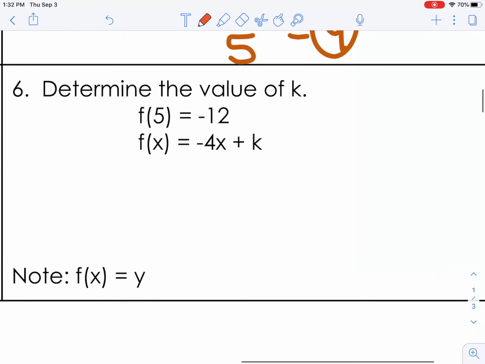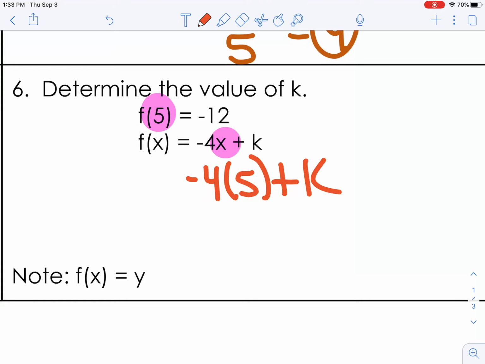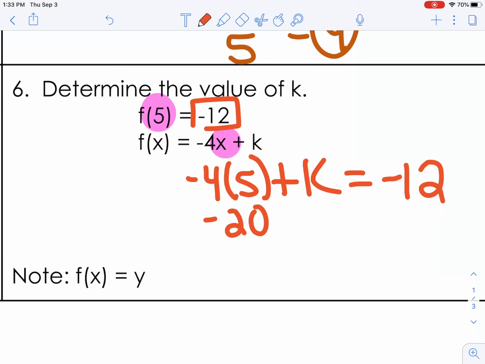Last example. Determine the value of k. It tells us that f of 5 equals negative 12 and f of x equals negative 4x plus k. We want to find the value of k. Well, based on our function notation, we know that whatever we're plugging in the parentheses goes in place of x. So that's negative 4 times 5 plus k. And we know that equals negative 12. So now we just have to solve for k and simplify. Negative 4 times 5 is negative 20.